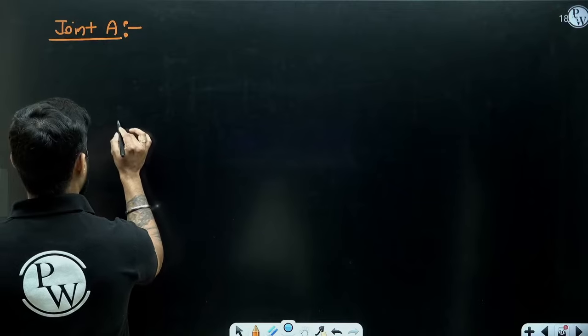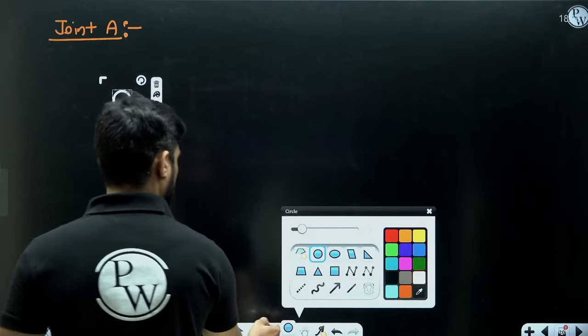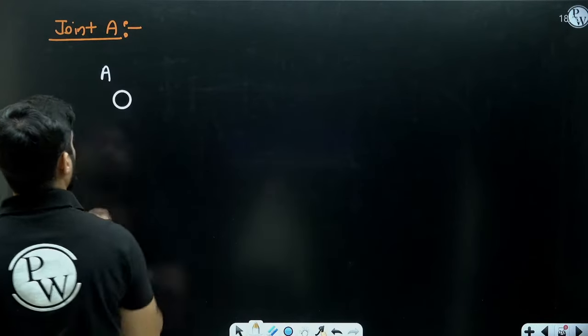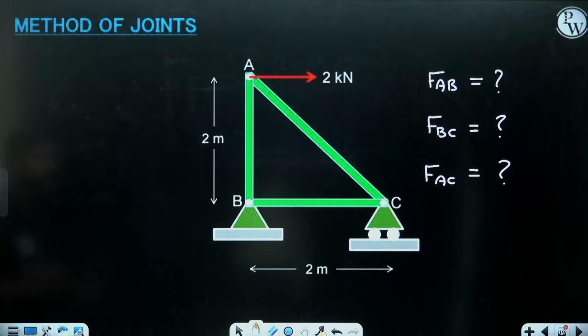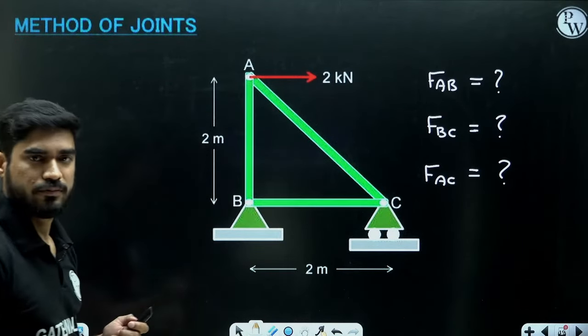So this is joint A. What is this? This is joint A. Now this joint A, it is subjected to a 2 kN force, right?